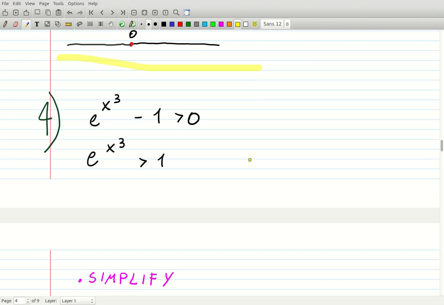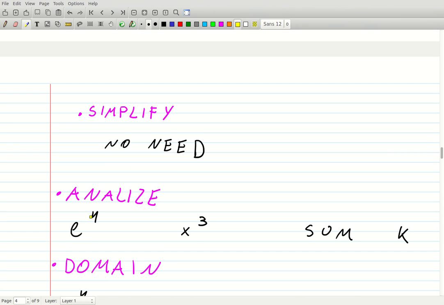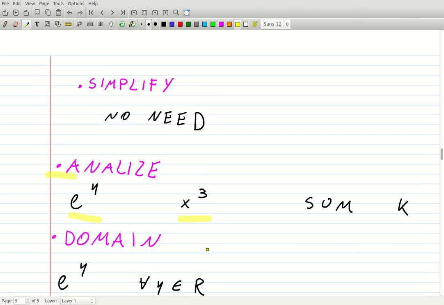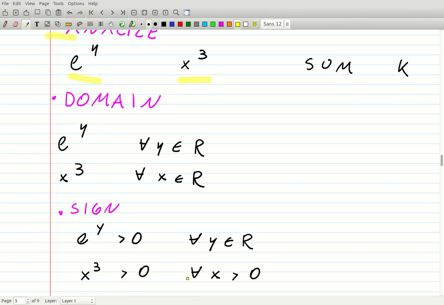Let's change to another exercise. Same fashion, but different exponent. Now we are looking at e to x cubed minus 1. That means we are looking for solutions of x which will make e to x cubed greater than 1. No need to simplify. We analyze the function, cutting it into elementary function pieces. We obtain e to y and x cubed, domain for every real number.